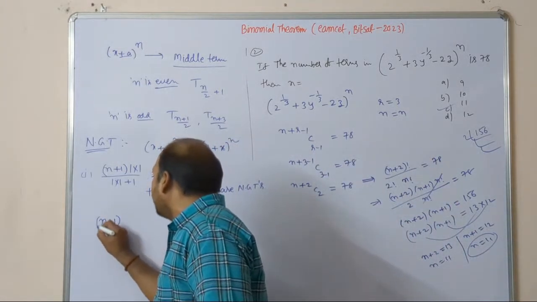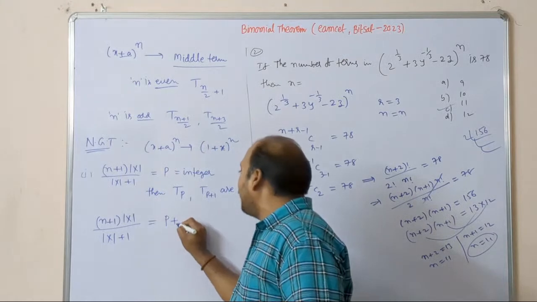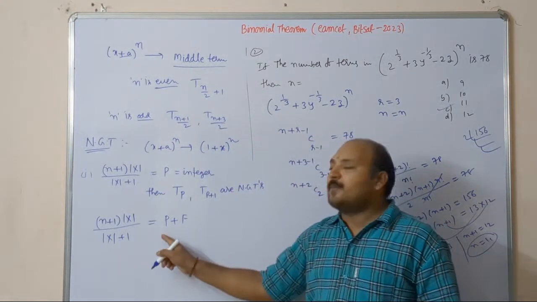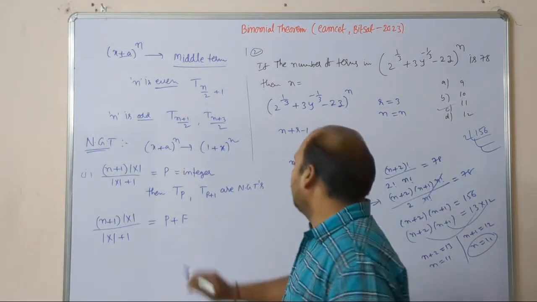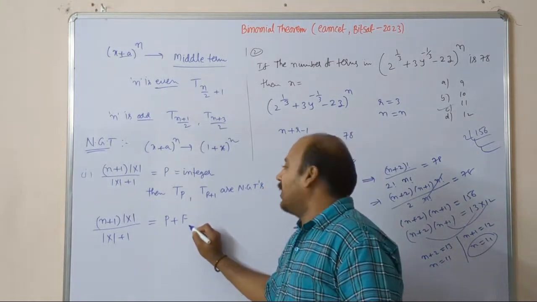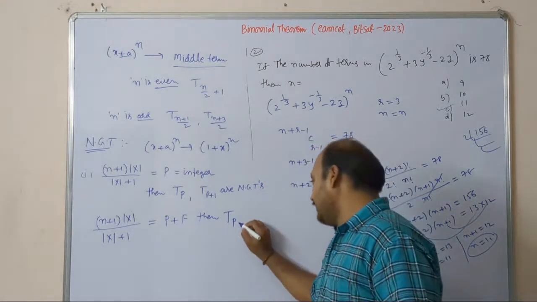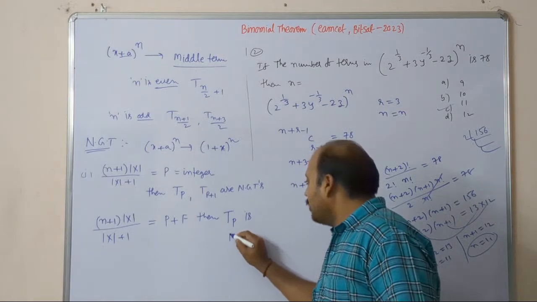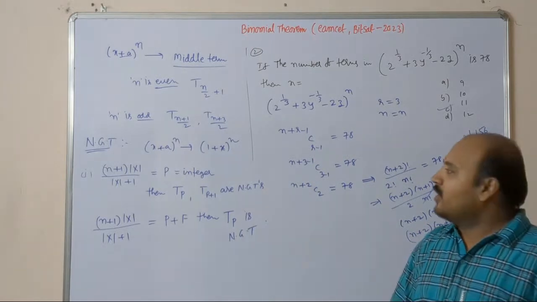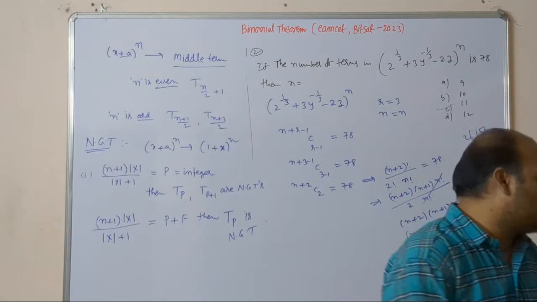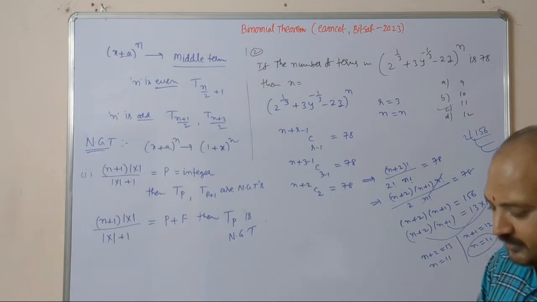Suppose (n+1) into mod x by (mod x + 1) is equal to p plus a fractional part. So integer plus fractional part. Suppose 7 point something, 8 point something, 19 point something, like this it is. So integer plus fractional part. At that time, T(p+1) is the numerically greatest term. Keep in mind, dear students, these are very important. Based on this, I will discuss one question with you. A numerically greatest term question. We got it recently.